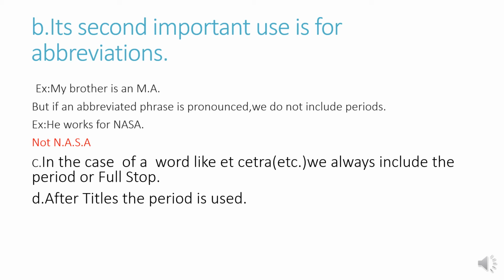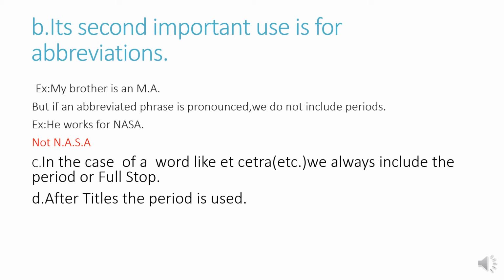Number D is after the titles the period is used. I repeat, period means here full stop. So full stop is also called period. It's basically common in American English, and also in British. So after titles the period is used.